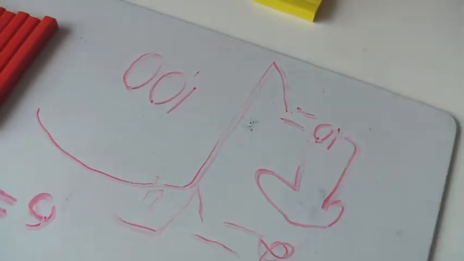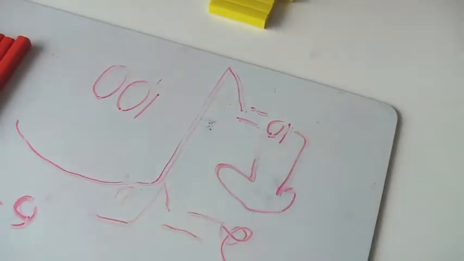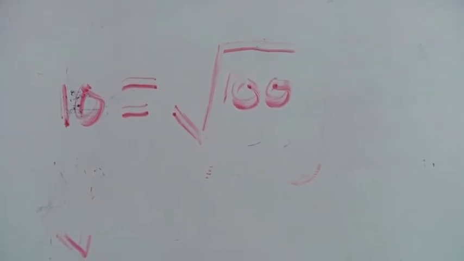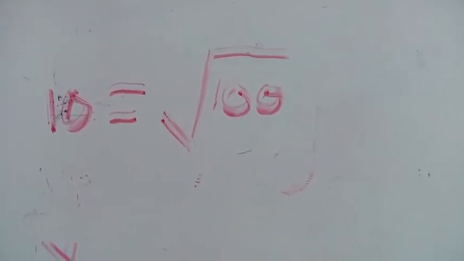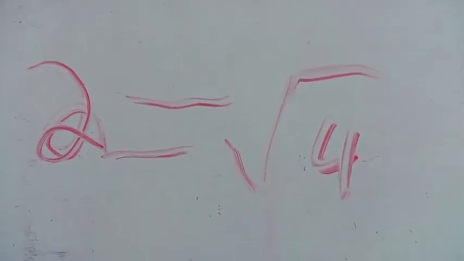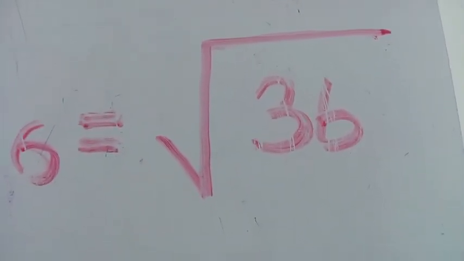Okay, now I'm going to come around and I want you to write that with a smaller square root sign, okay? All right, so Haven rewrote it a little smaller. 10 equals the square root of 100. There's 2 equals the square root of 4. 5 equals the square root of 25. And 6 equals the square root of 36.